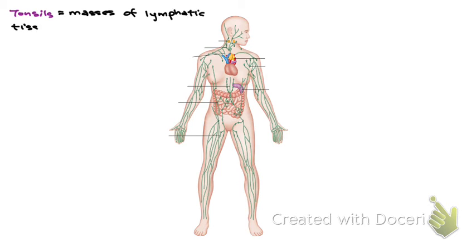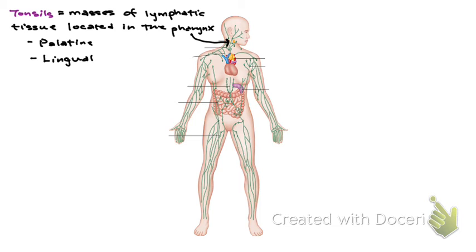Tonsils are masses of lymphatic tissue, which are located in the pharynx. We have the palatine tonsils, which are the ones that we're used to looking at when a patient opens their mouth. There's also the lingual tonsils, which are on the back portion of your tongue, and then the adenoids, which are just posterior to the nasopharynx.